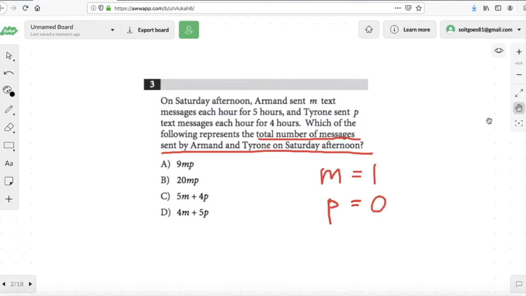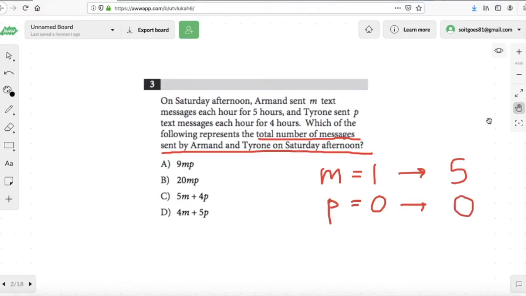Okay, so now this means something very specific. This means Armand didn't send m text messages each hour for 5 hours. He sent 1 text message each hour for 5 hours. Does that make sense, Juliana? Mm-hmm. So how many text messages did Armand send then? If he sent 1 text message each hour for 5 hours, how many did he send? 5. He sent 5, absolutely. And Tyrone didn't send p text messages each hour for 4 hours. He sent 0 text messages each hour for 4 hours. Does that make sense? Mm-hmm. So how many did he send? 0. He sent 0. Absolutely, right?